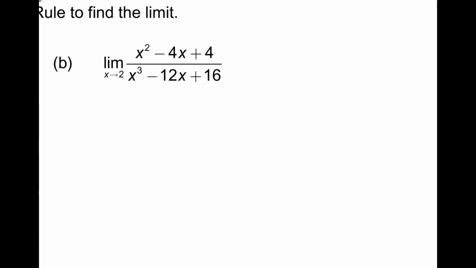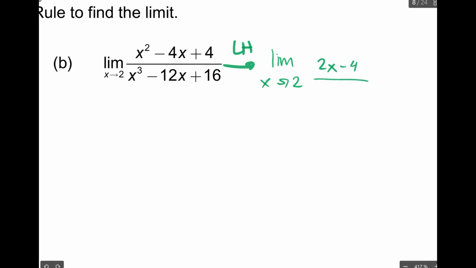Limit as x approaches 2 of x squared minus 4x plus 4 over x cubed minus 12x plus 6. Okay. Let's apply L'Hopital. So 2x minus 4 over 3x squared minus 12. If I apply 2 here, the top goes to 0, bottom goes to 0. And it probably does that again. So now we have to do it again.